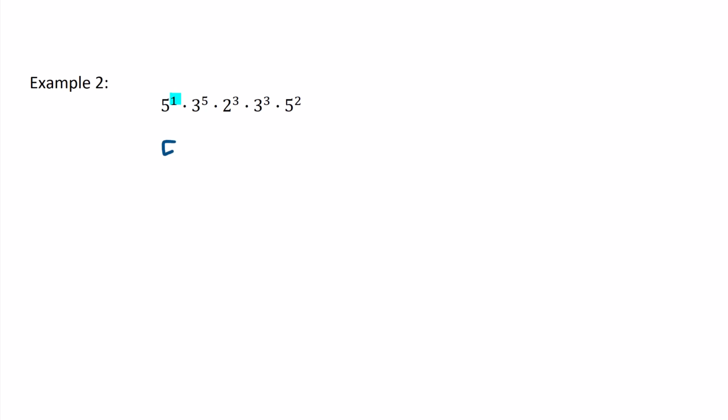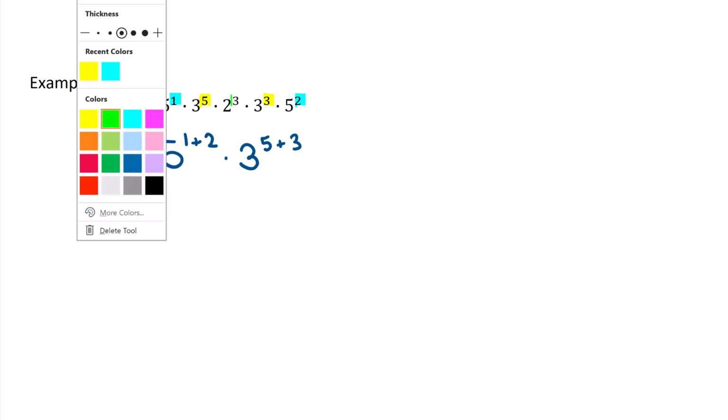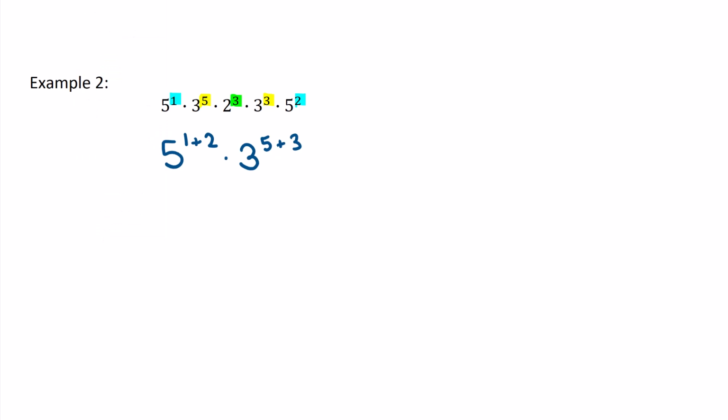Let's start with 5. We have 5 to the 1 and we have 5 to the second. So the sum of the exponents will be 5 to the 1 plus 2. Next we have 3 to the fifth and 3 to the third. The sum of those exponents will be 3 to the 5 plus 3. Next we have 2 to the third and no other bases of 2. So we just rewrite that one as 2 to the third.